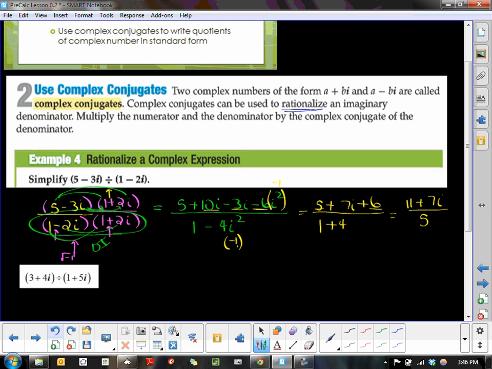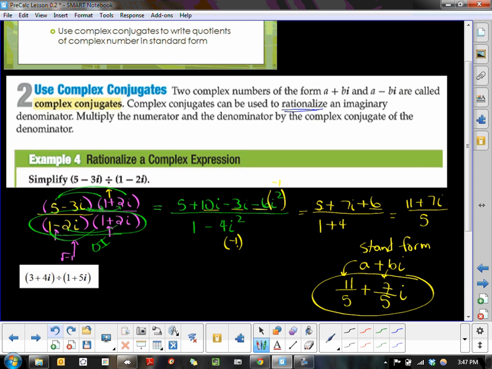We have to make sure that this gets put in standard form. This is not in standard form. Standard form is a plus bi. There are no fraction bars in between those. So what we're going to do is break up our fraction. This is the same thing as 11 fifths, a real number, plus 7 fifths, a real number, i. Finished. So in order to divide, you multiply by its complex conjugate.